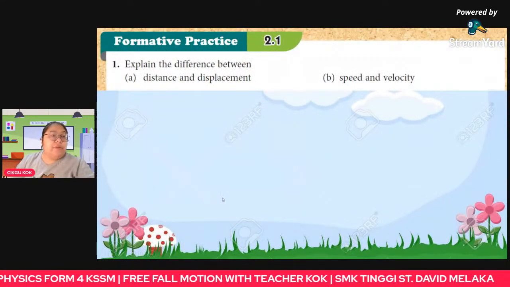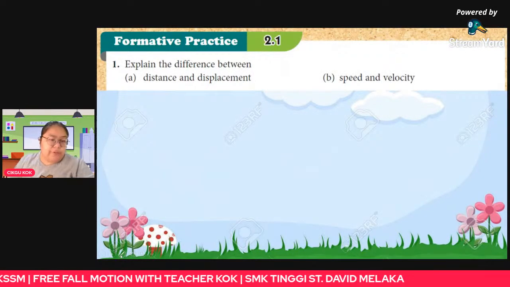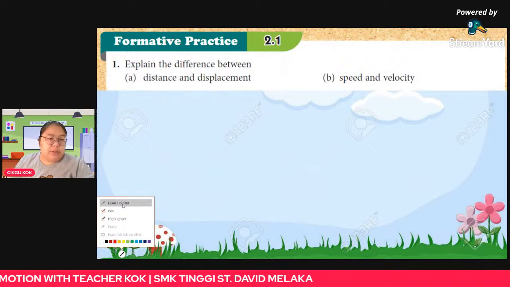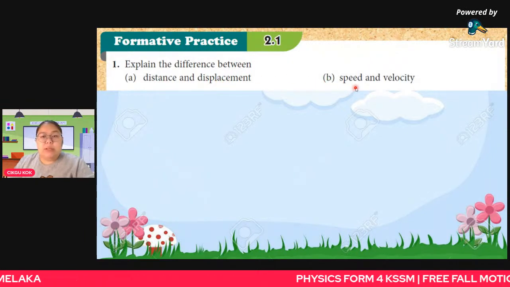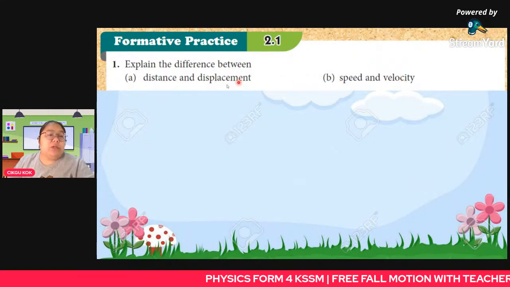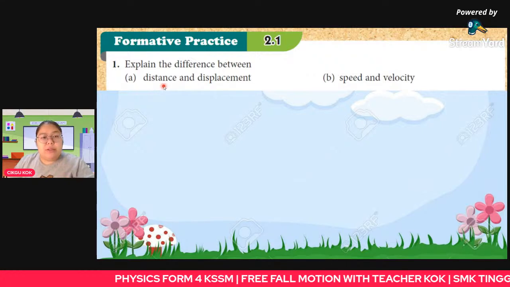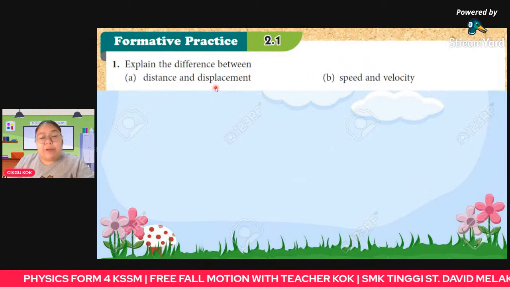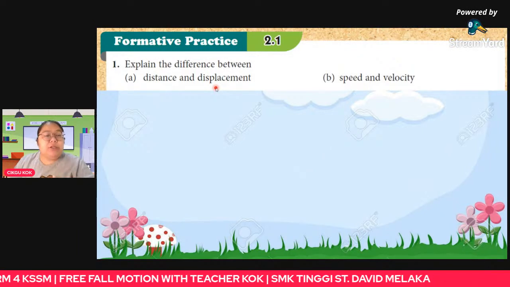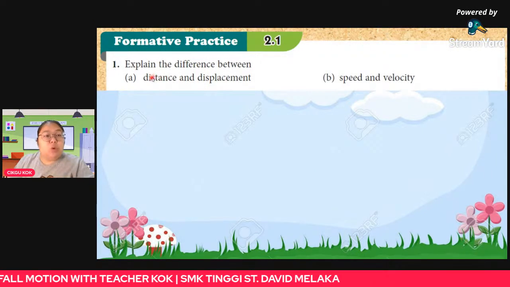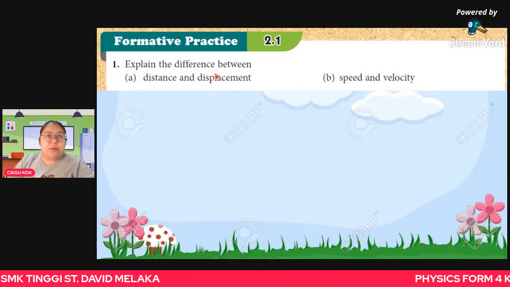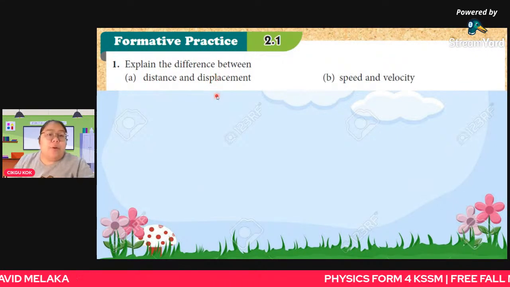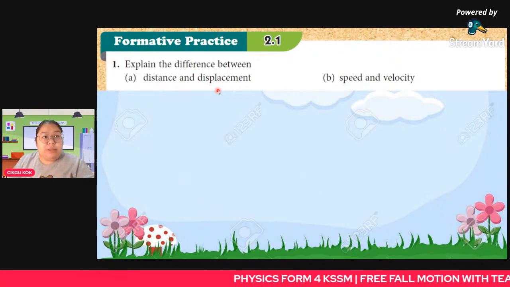Let's see the first question. The first question asks about the meanings. You need to explain the difference between distance and displacement, speed, and also velocity. We know the difference between distance and displacement from the definition. The definition is talking about the total path travelled. That one is distance. Displacement is talking about the starting point until the final point. That means the shortcut. That one we call displacement.